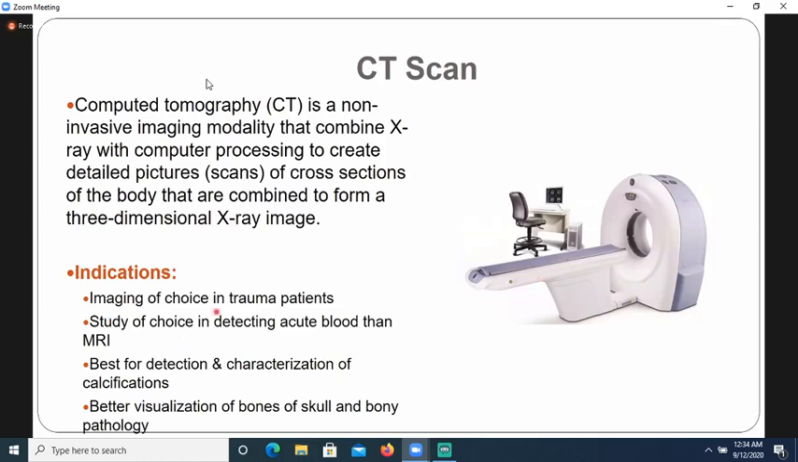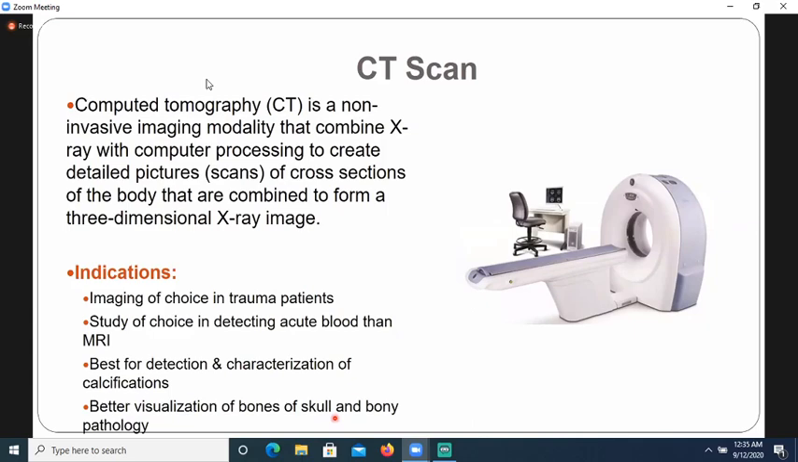It is the imaging of choice in trauma patients. Whenever any patient comes to the ER with a history of trauma, the first imaging modality is the CT scan, especially non-contrast CT scan. It is also the study of choice in detecting acute blood rather than the MRI, because acute hemorrhage is easily detected on the CT. It is best for detection and characterization of calcification and better visualization of the bone of the skull and bony pathologies. So it is the imaging modality of choice in the trauma patient with an acute hematoma or a hemorrhage.